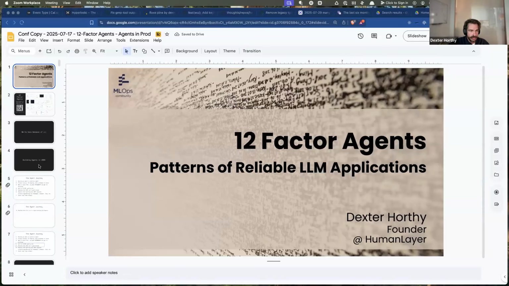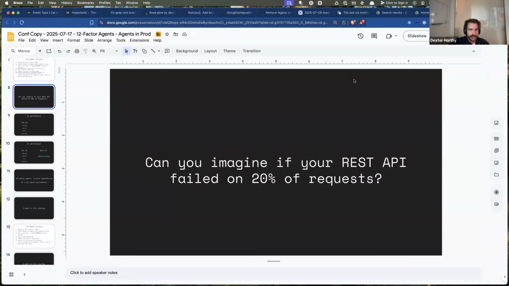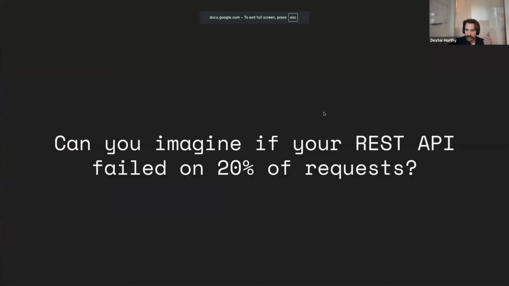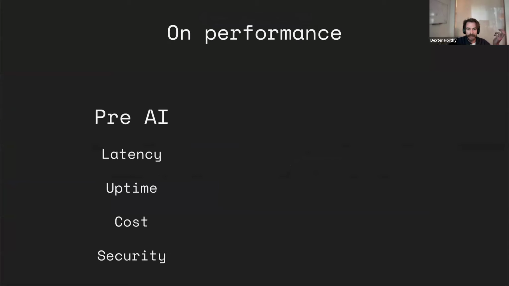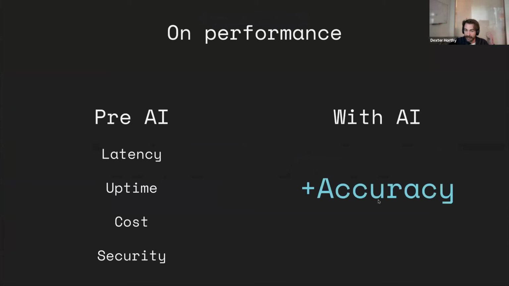Basically the idea is that performance in the past, before AI, was all about cost and latency. Here we go, this is the one. Vaibhav says this all the time: can you imagine if your REST API failed on 20% of requests? You would be having an outage. You would update your status page and say everything is broken. But in AI, if it gets it right 80% of the time for certain use cases, that's kind of good enough. So before AI, we had latency and uptime and cost and security, but now we also have accuracy.